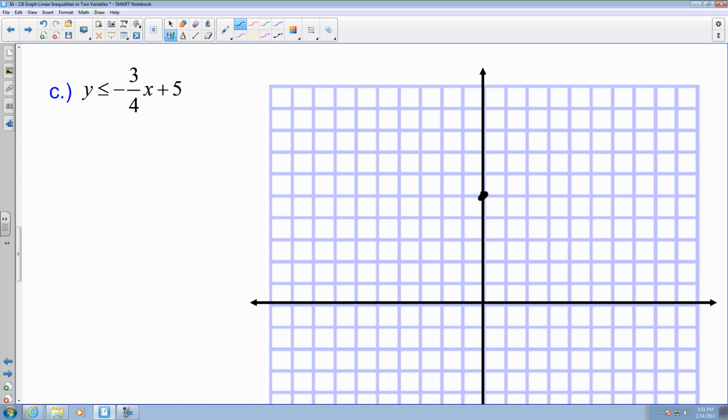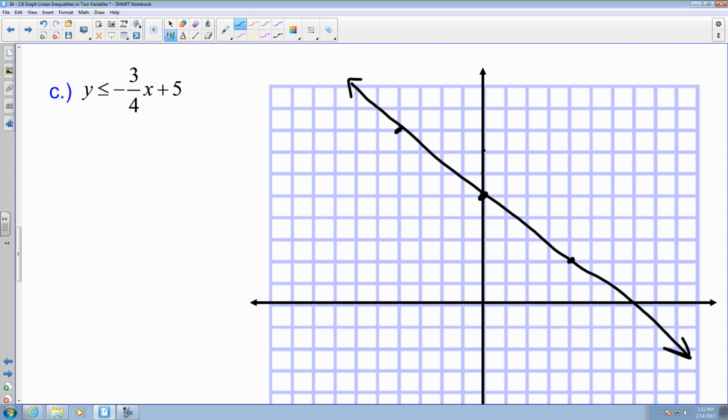And then my slope is a negative 3/4. So I can either go down 3, 1, 2, 3, to the right 4, 1, 2, 3, 4, or I could go up 3, 1, 2, 3, and to the left 4, 1, 2, 3, 4. Either way, you're still going to make the same line. And it's a solid line because of the less than or equal to.